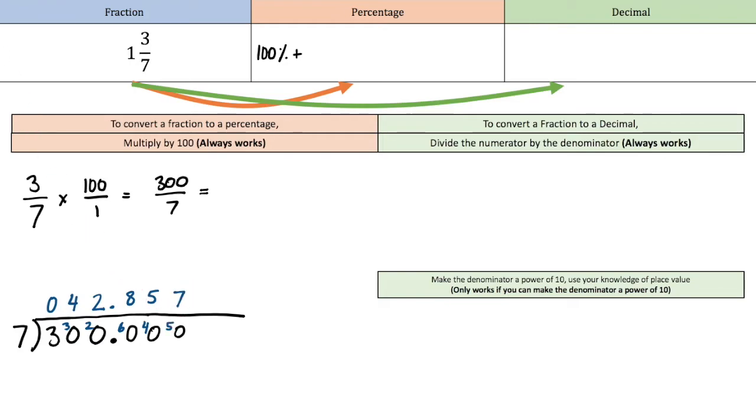So I'm going to need more zeros here. Oh, this is going to be long. So let's put in some more zeros here. Let's just chuck in a few more so we don't have to keep doing this.